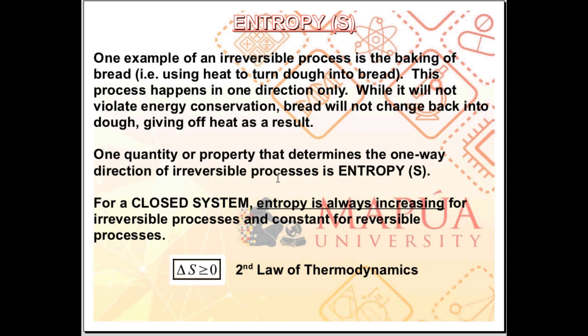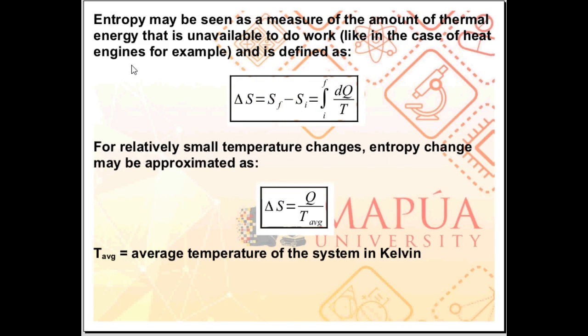Entropy will never be decreasing. It's either increasing or constant. Either the process is irreversible or the process is reversible. Reversible, delta S is 0. Increasing, delta S is greater than 0, an irreversible process. Entropy may be seen as a measure of the amount of thermal energy that is unavailable to do work, like in the case of a heat engine.